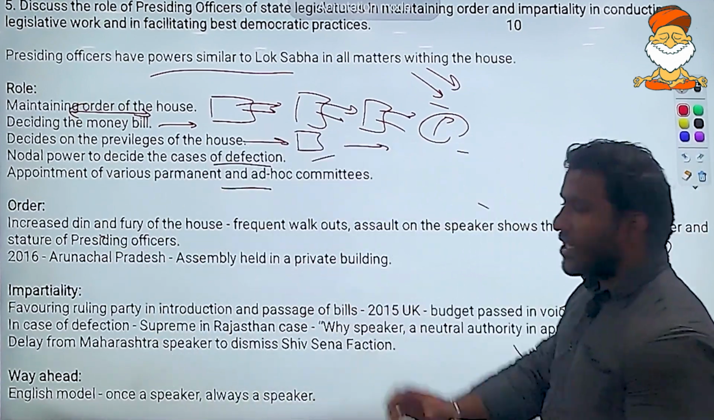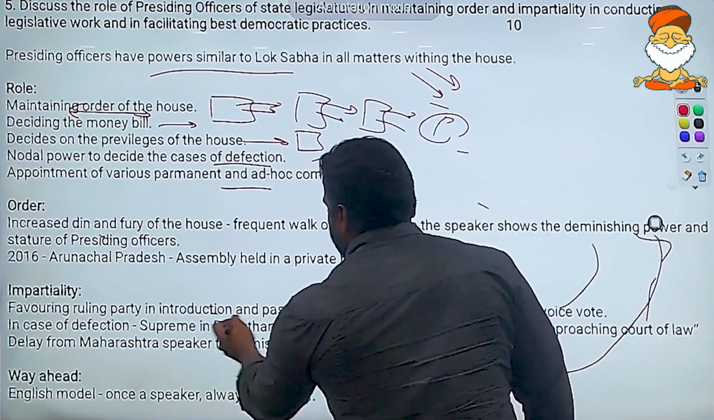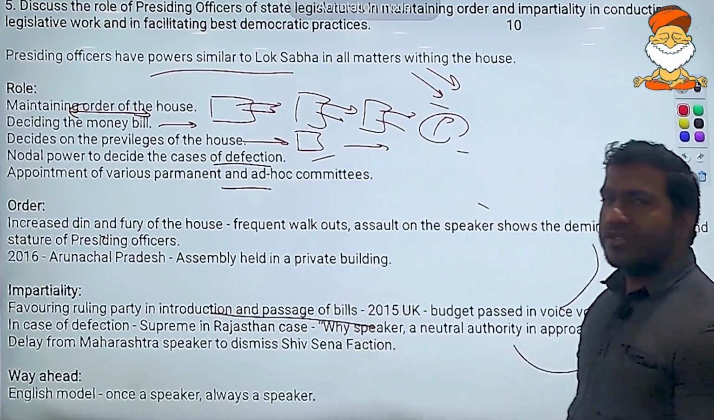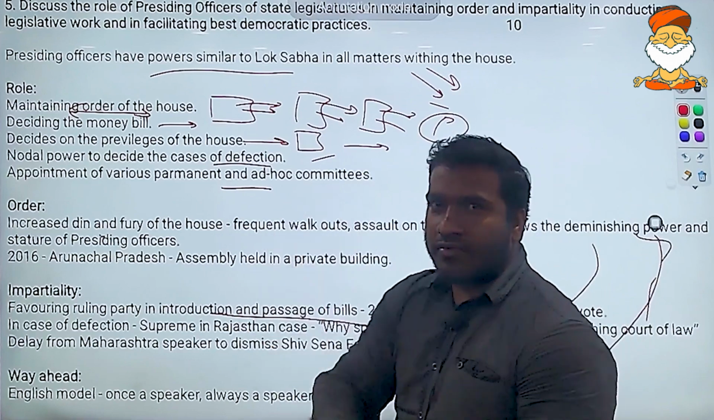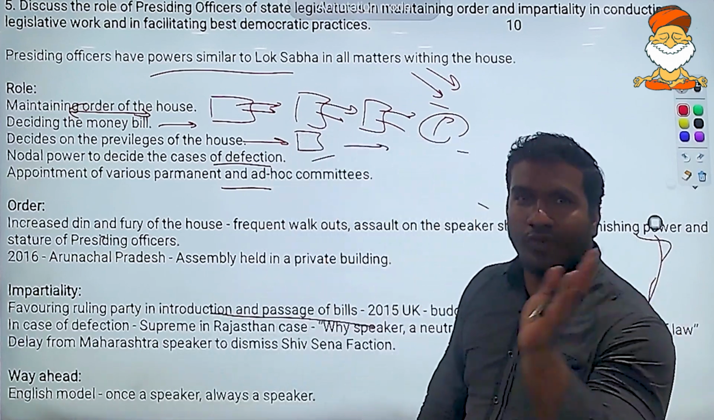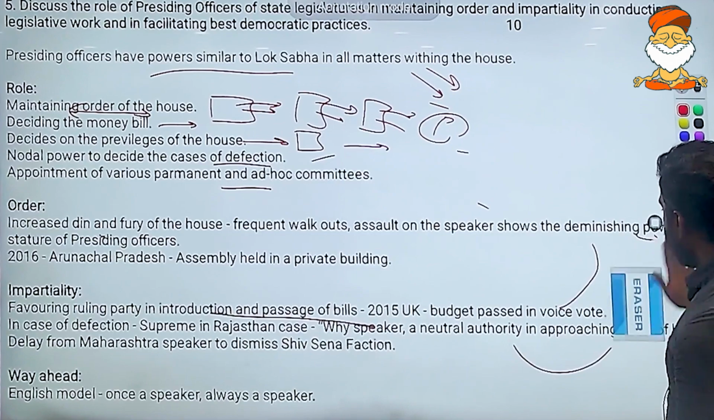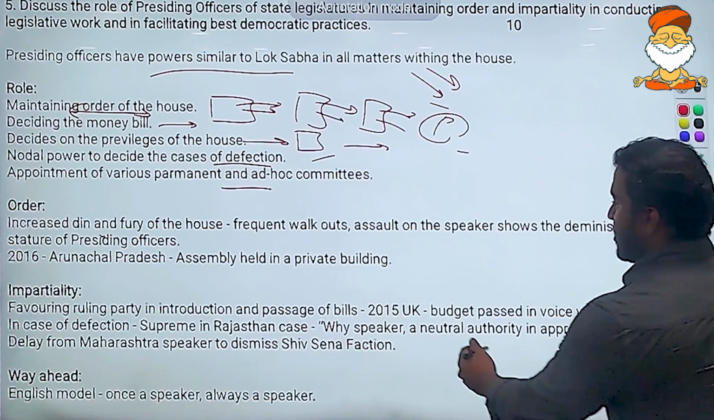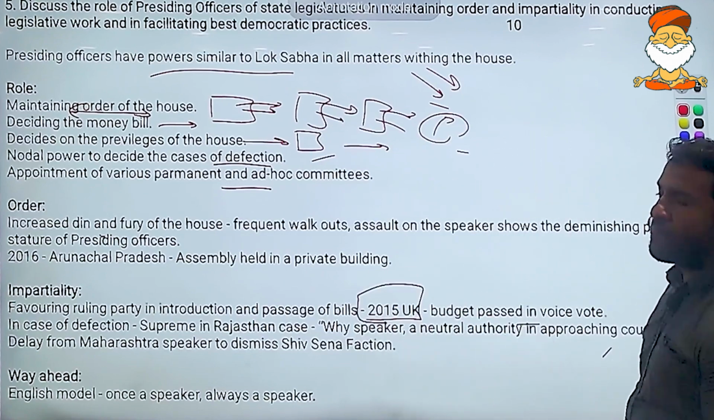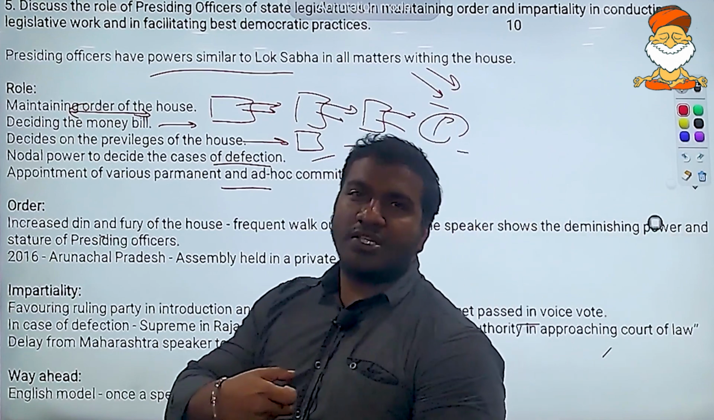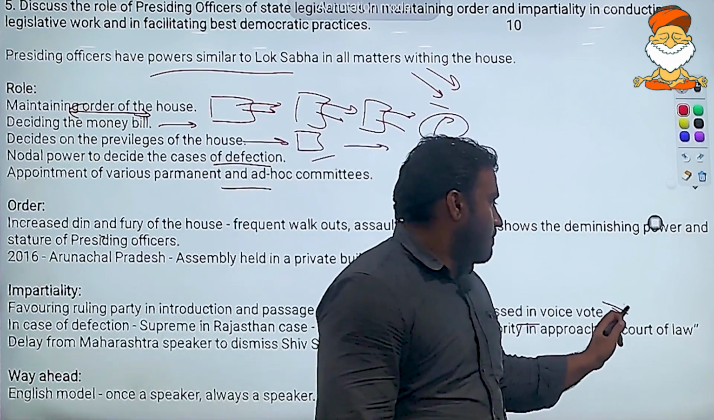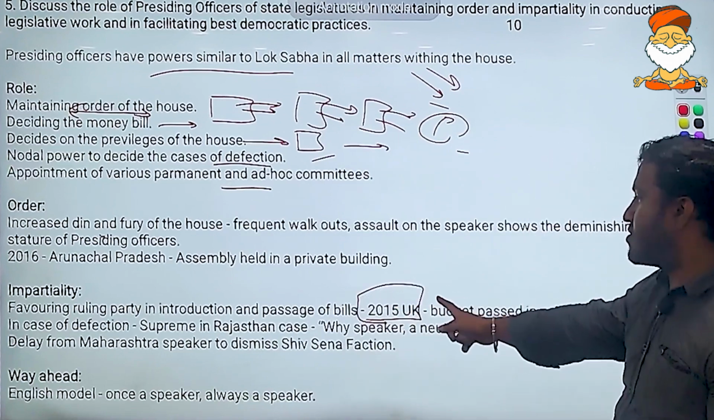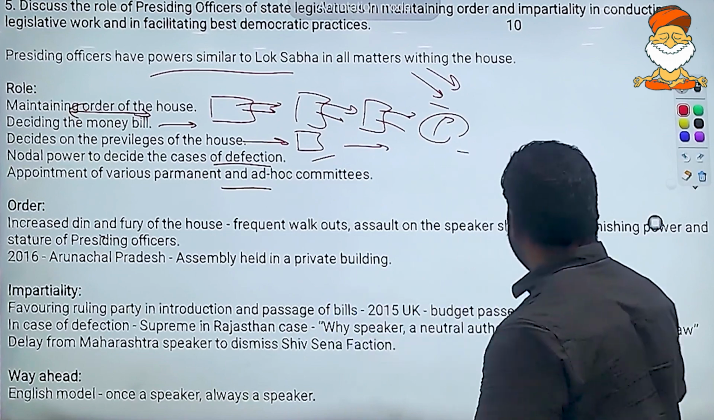Then impartiality, so favoring the ruling party in introduction and passage of the bills. If there is a proper presence of the ruling party, only then you introduce, else you do not, or unnecessarily cutting down the request of the opposition party to question something, or giving more time for the discussion only to the ruling party members. All those things. And in 2015 in Uttarakhand, the budget was passed in a voice vote. Friends, nowhere will a budget be passed in a voice vote. It should be head counted. On the basis of this, presidential rule was brought for the Uttarakhand government, and that was again an issue in 2015.